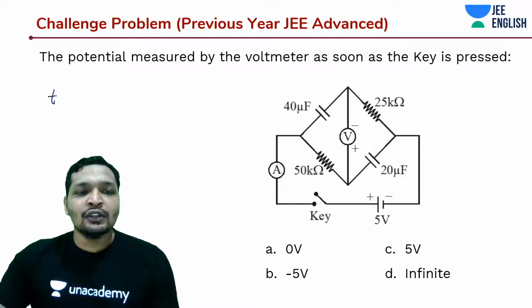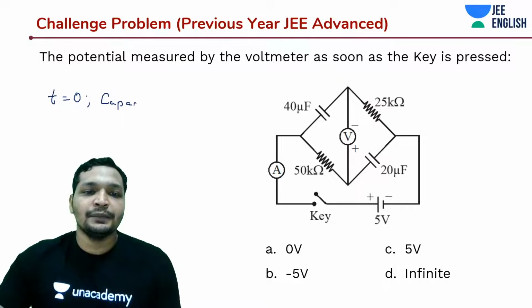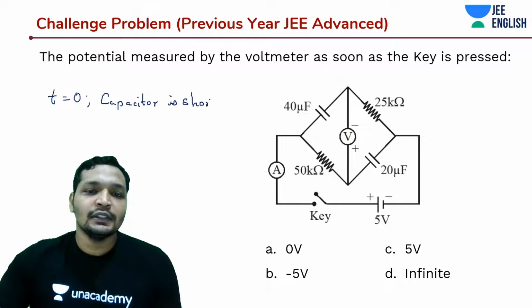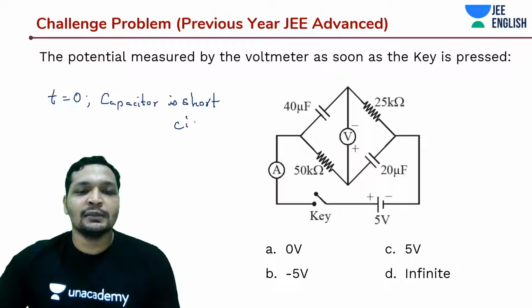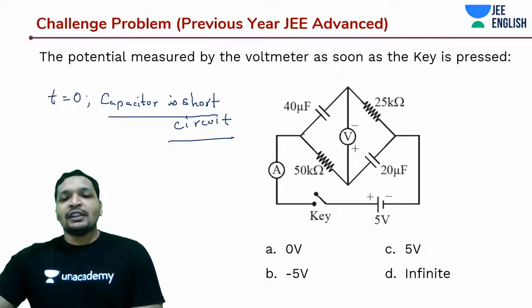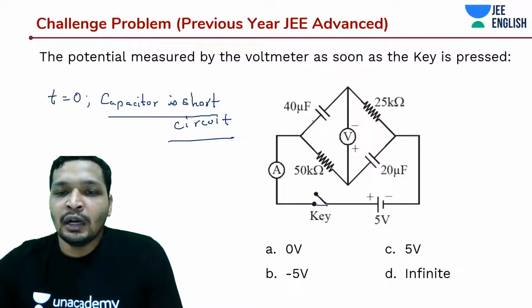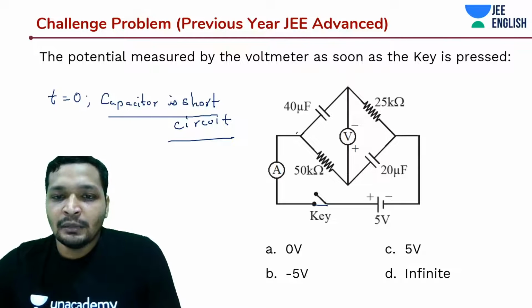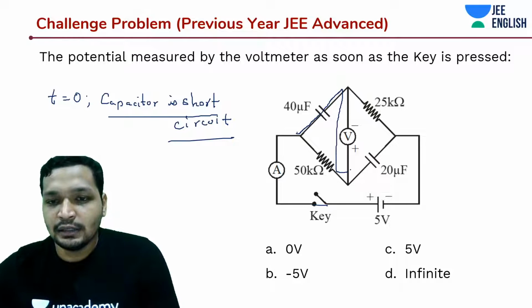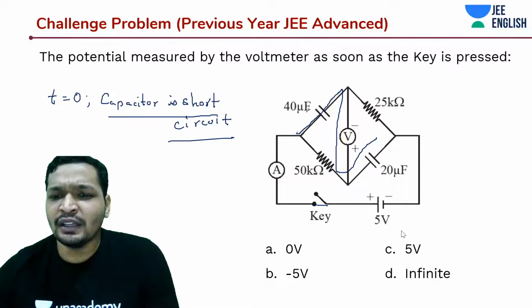So at time t is equal to 0, capacitor is a short circuit. Right, capacitor is short circuit. That's brilliant, students. Really brilliant. So capacitor is short circuit. What is happening as soon as I'm closing the key? Think about it. The probable path of current should be something like this. But that's going to be near about infinite current, not really infinite current.